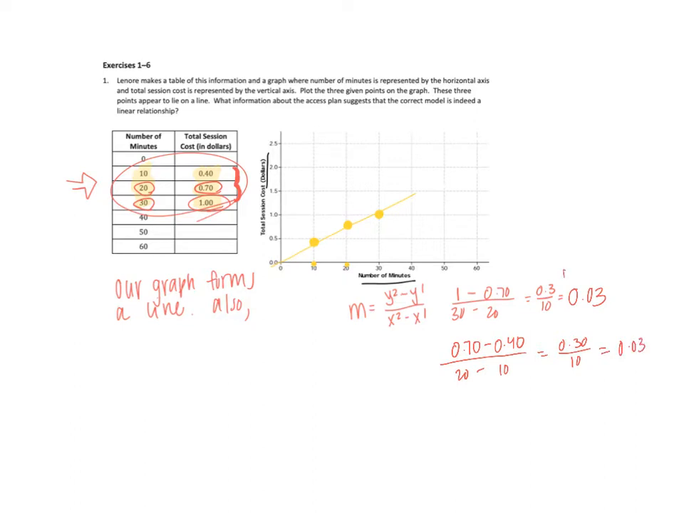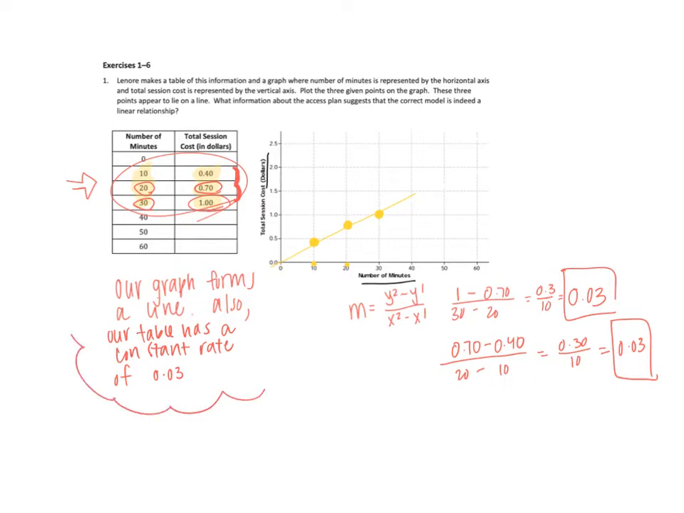So what I've noticed here is that for both pairs of numbers, I get the same m, or the same constant rate. So our graph does form a line, but also our table has a constant rate. And our constant rate is 0.03. Okay, so that's how we know that this is linear. Obviously, you can always look at a graph and think, oh yeah, that looks like a line. But to prove it, you have to look at your constant rate, which we did here, and we found it was 0.03 both times. Okay, we're going to continue on the next slide with this.